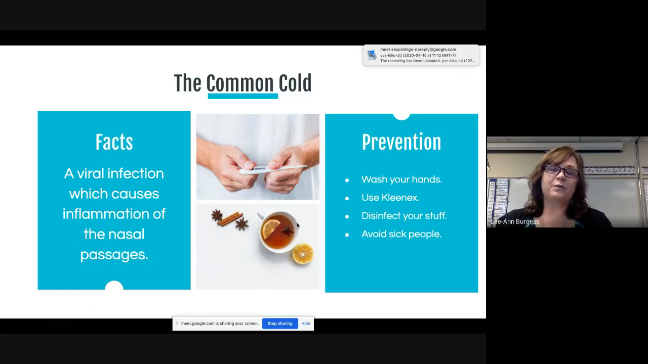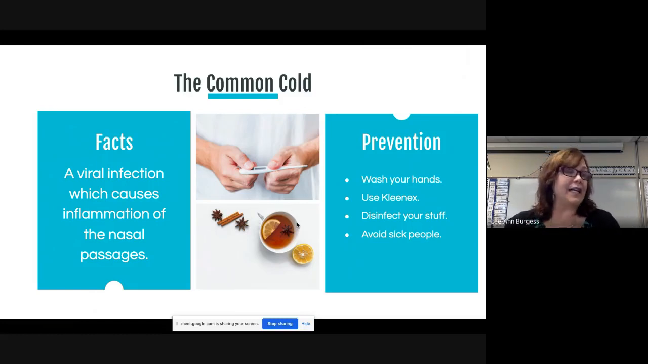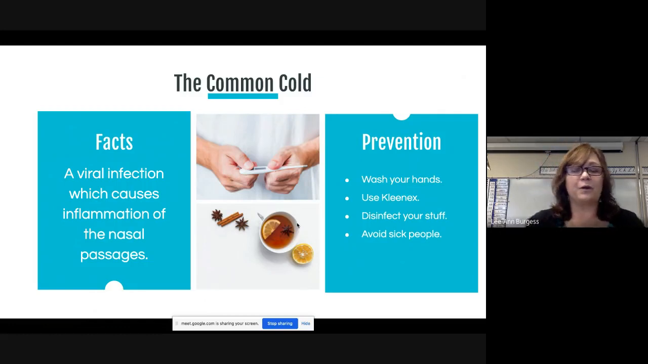The first thing you can do to prevent the common cold is wash your hands. The next thing you can do is use Kleenex when you cough or sneeze. Immediately throw that Kleenex away and either wash or sanitize your hands. You can disinfect your stuff. So anything that you touch frequently, your pencils, your desk, your doorknobs, things like that can be wiped down, and we can get rid of most of the virus that causes the common cold. And then, of course, last and most importantly, you need to avoid sick people. So that's our first respiratory condition.